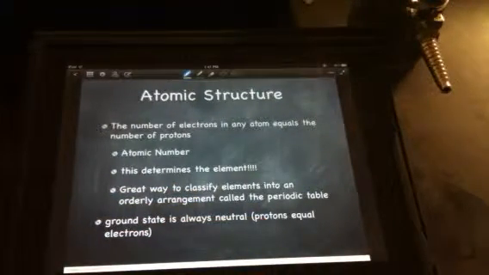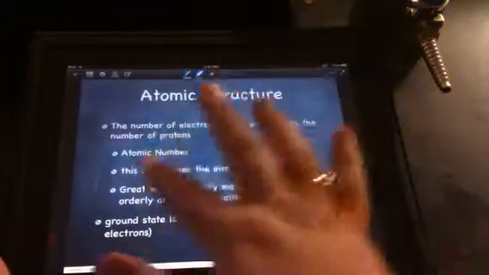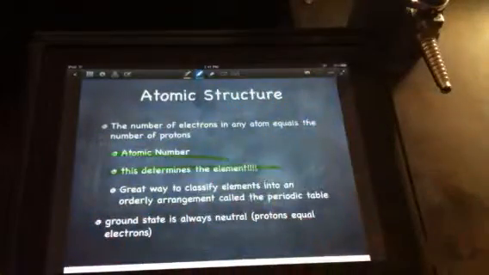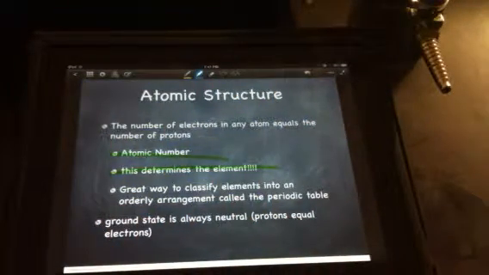So, a few things to go over here before we get going. Remember that the atomic number determines the element. Okay? The atomic number determines the element. If I have atomic number 6, I'm carbon. Okay? If I have atomic number 8, I am oxygen. I don't care how many neutrons I have. All I care about is the protons. Protons determine who I am.